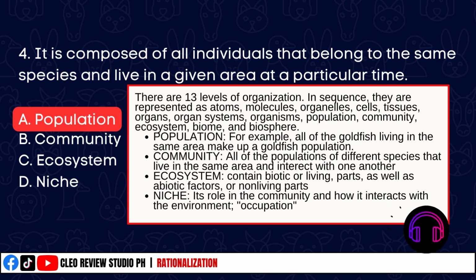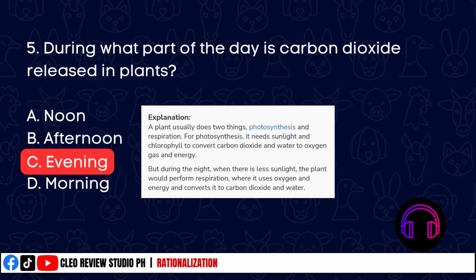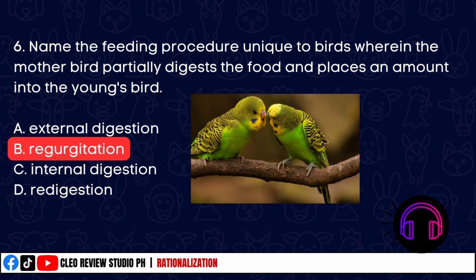It is composed of all individuals that belong to the same species and live in a given area at a particular time. The correct answer is population. During what part of the day is carbon dioxide released in plants? The correct answer is option C, evening. Here's the number 6 question.